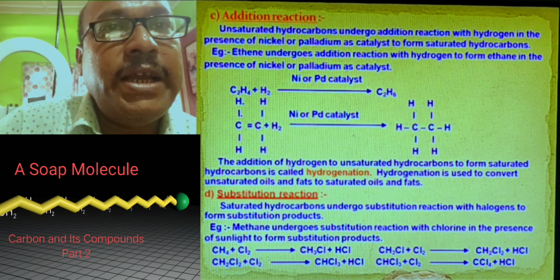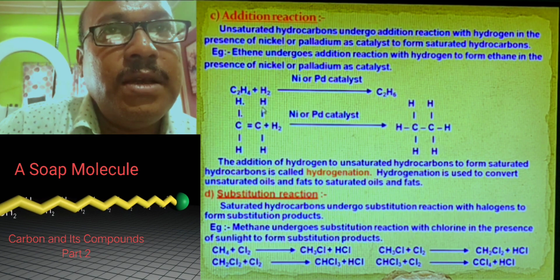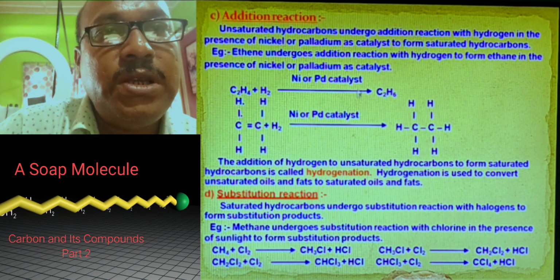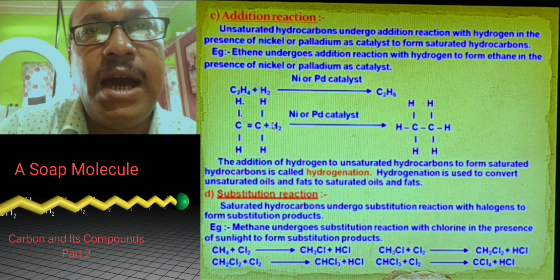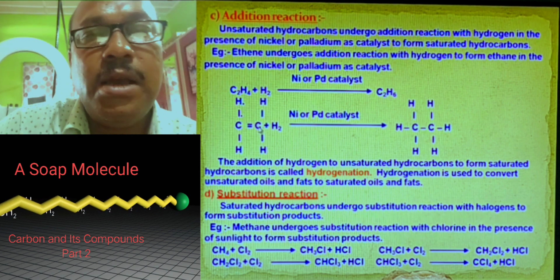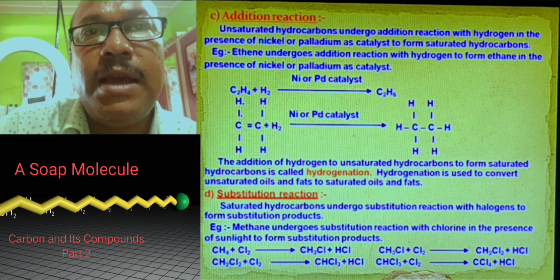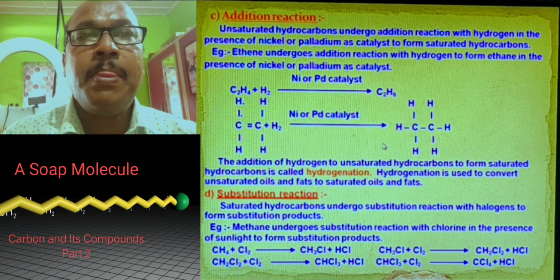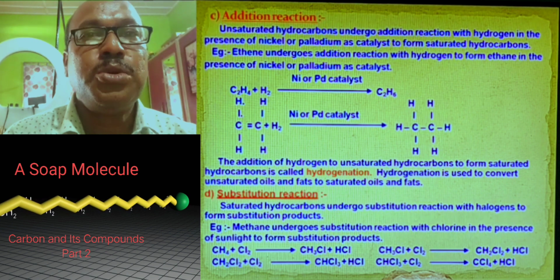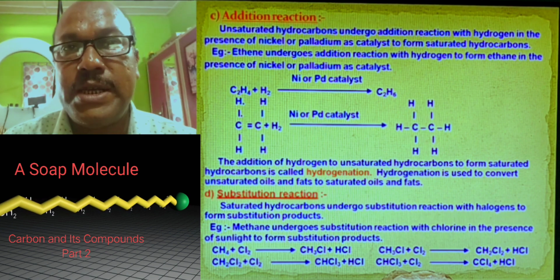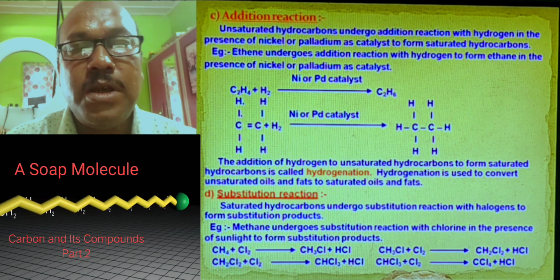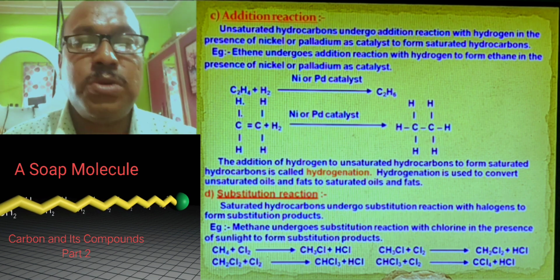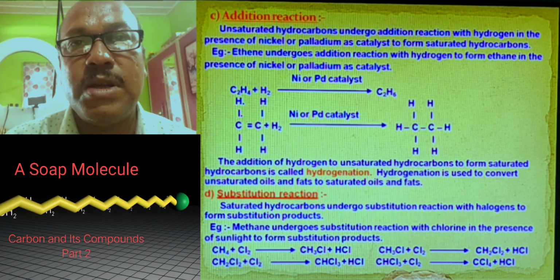So this addition reaction is important because during this addition reaction we add hydrogen to an unsaturated hydrocarbon, and therefore these chemical reactions are called hydrogenation. So this hydrogenation is used to convert unsaturated oils and fats to saturated compounds, saturated hydrocarbons.